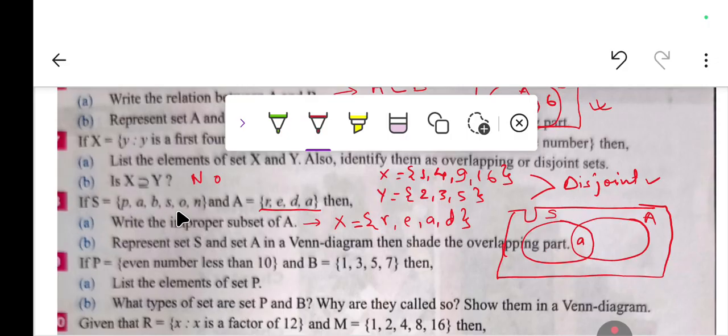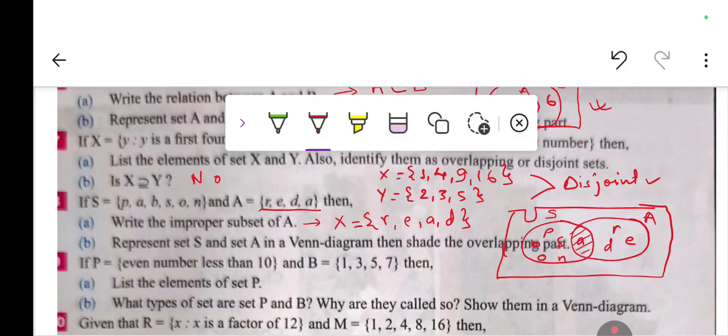And whatever is left in S will be written over here. That is P, B, S, O, N. And similarly in A, what are the things left after writing A over here? R, E, D. Now what is asked is to shade the overlapping part. So this is the overlapping part. It means the common part. Let us shade it. So this is how it is done.